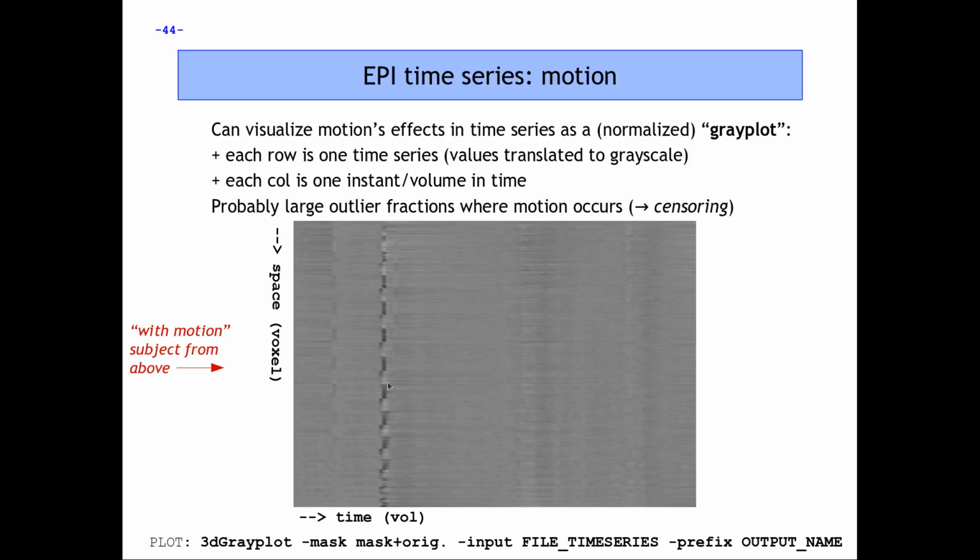And this is a hallmark of what motion does in our time series. So we see these very large spikes up or downward. It's just another way of viewing that.